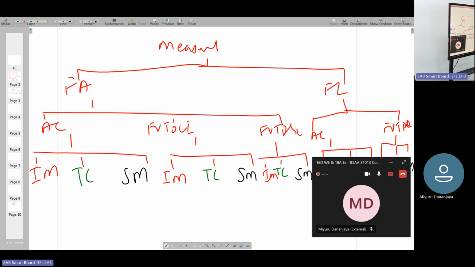Fair value through amortized cost, this one. Amortized cost. Initial measurement: how? Initial measurement is fair value. Transaction cost.